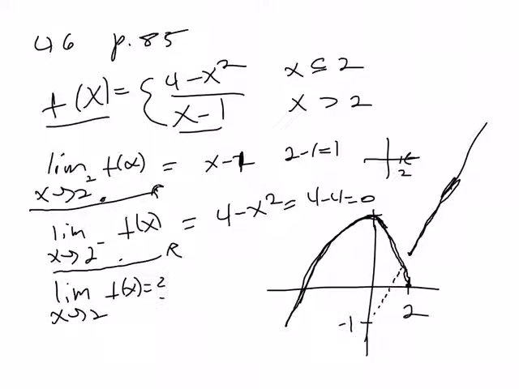Very nice. Okay, the next problem I'm going to do is problem 47. And again, the problem is, I'm going to use a little f. f of x equals x squared minus 1 over the absolute value of x minus 1. So what's the absolute value of x minus 1?